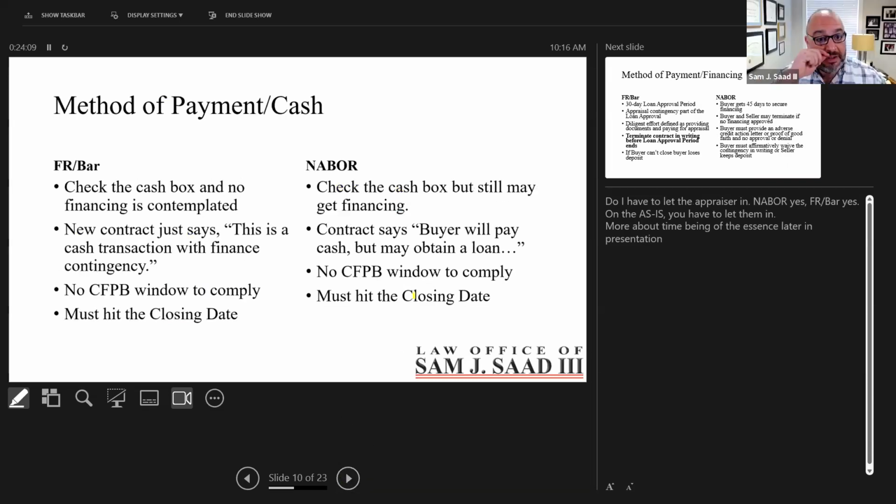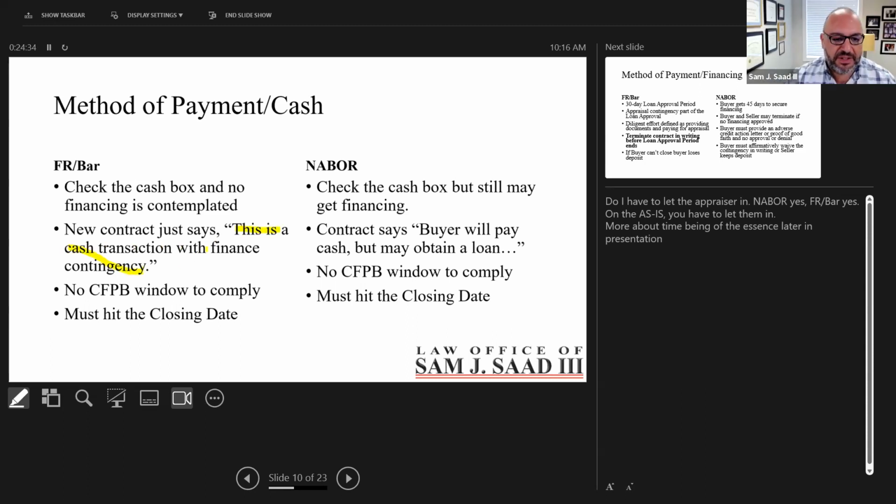Okay, so methods of payment. Obviously, there's going to be a funds transfer for a sales transaction. FRBAR has changed the contract in the last few years. Now, if you check the cash box, there is no financing contemplated, and it just says this is a cash transaction without a financing contingency.